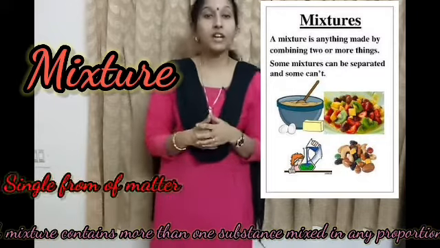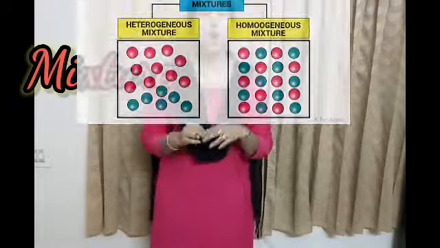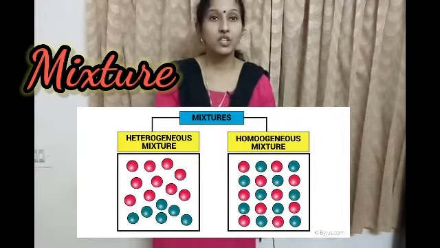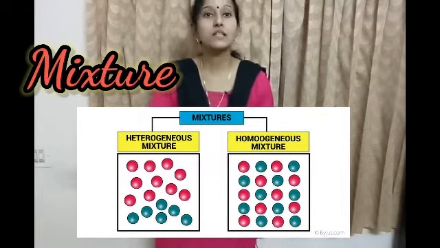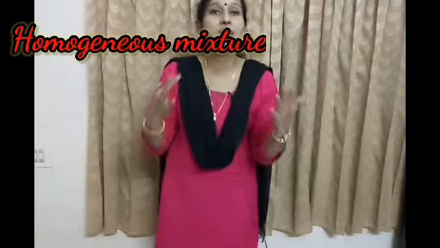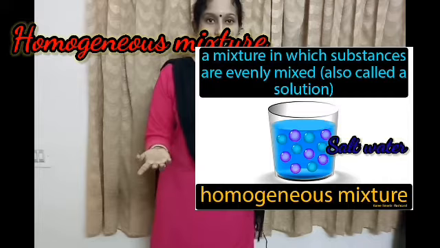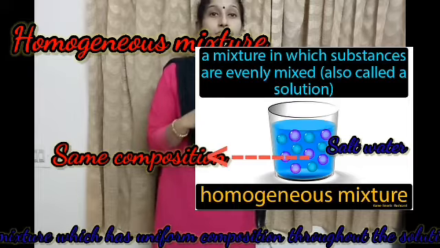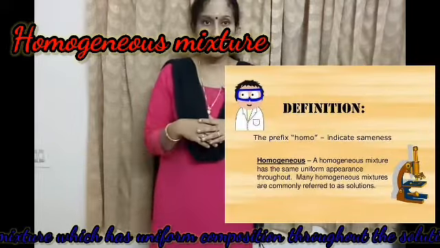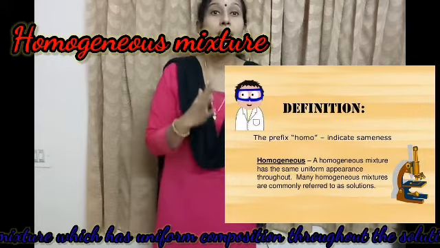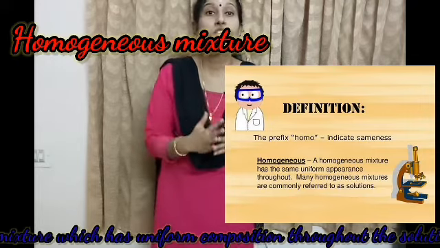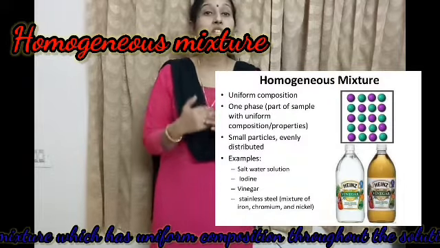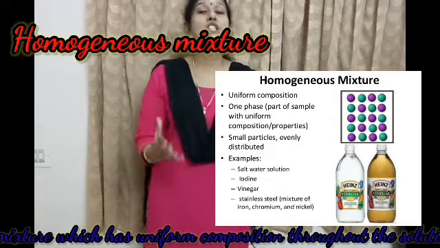And we can classify mixture into two: homogeneous mixture and heterogeneous mixture. What is homogeneous mixture? Homo means same. If a mixture contains same composition everywhere, such type of mixtures are known as homogeneous mixture. Homogeneous mixtures are the mixtures which contain uniform composition everywhere.